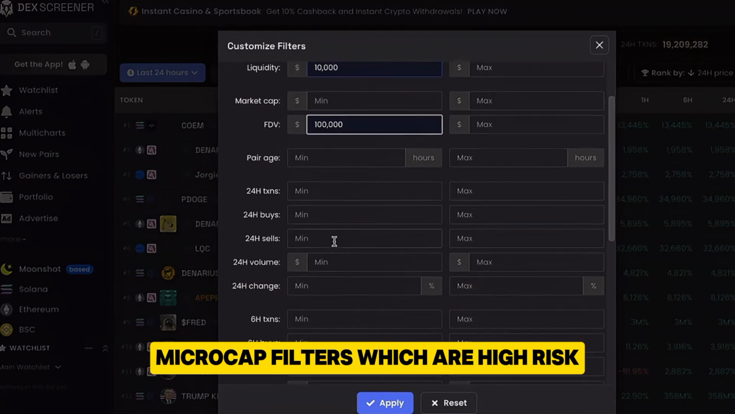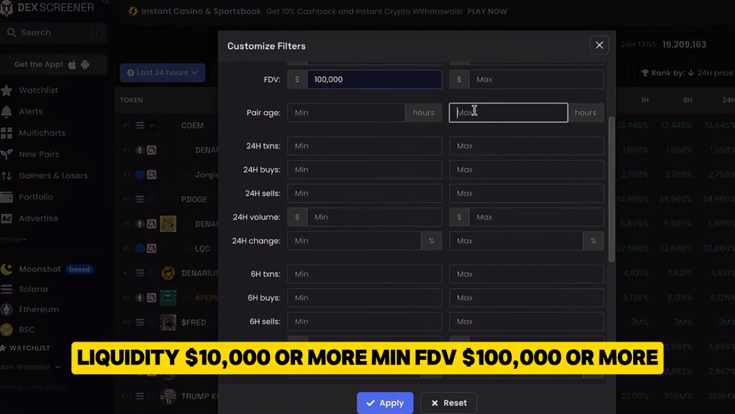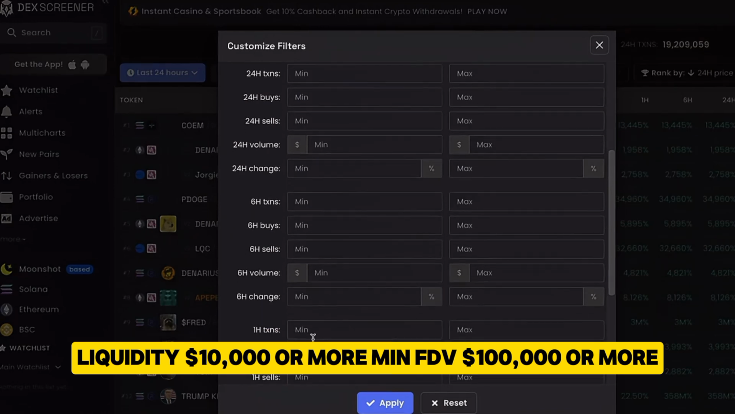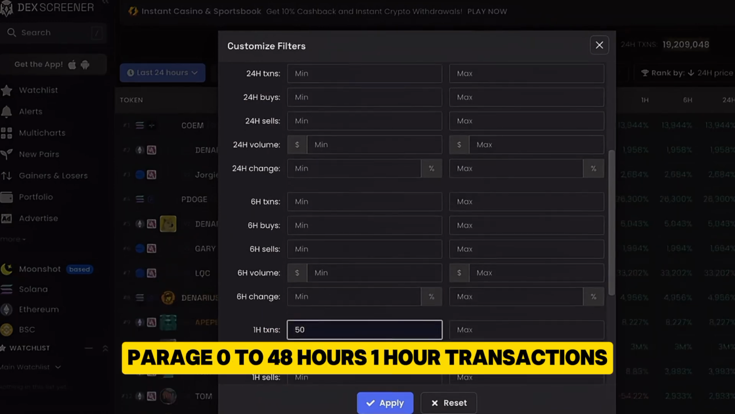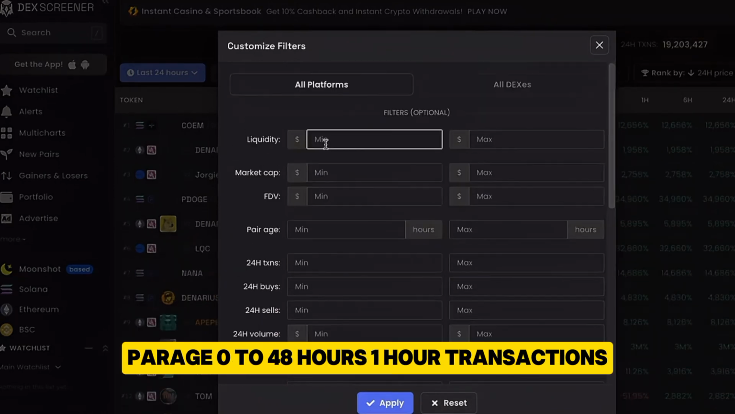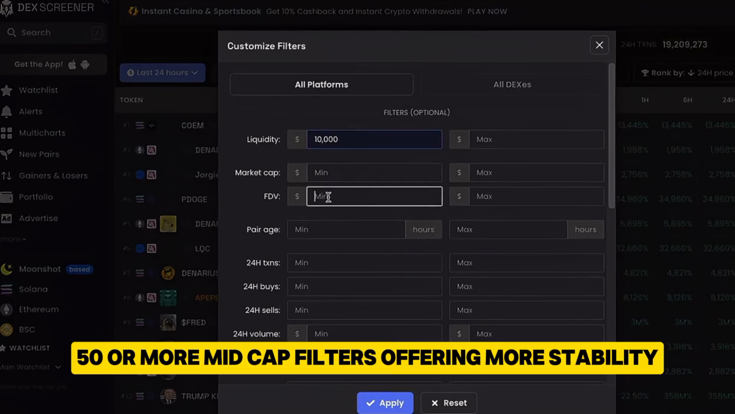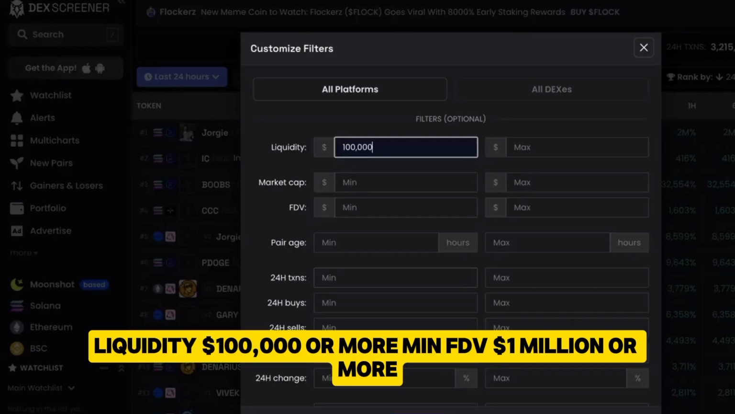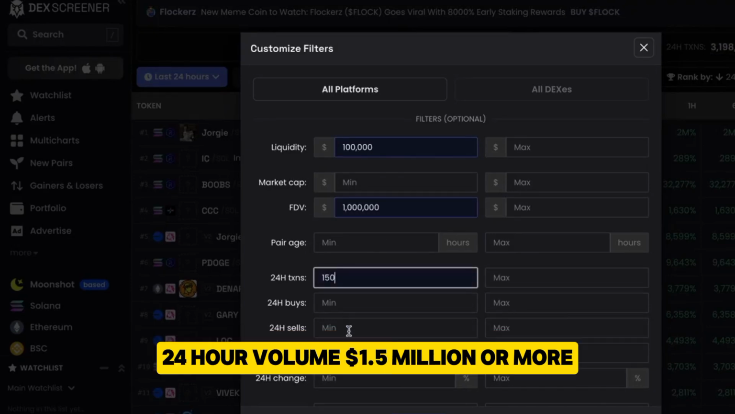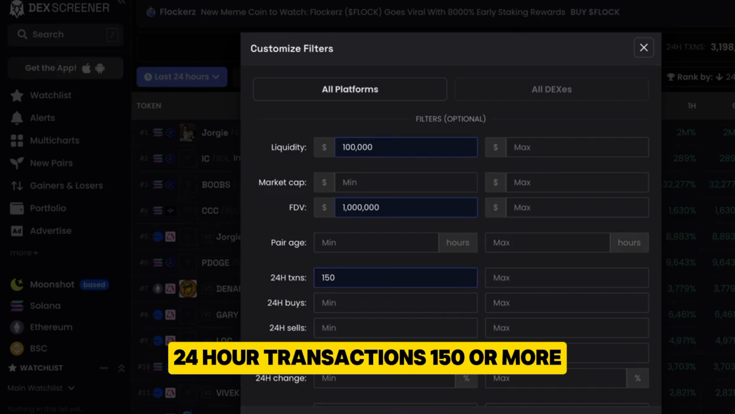Microcap filters, which are high-risk, high-reward: liquidity $10,000 or more, min FDV $100,000 or more, pair age 0 to 48 hours, 1-hour transactions 50 or more. Mid-cap filters, offering more stability but still big gains: liquidity $100,000 or more, min FDV $1 million or more, 24-hour volume $1.5 million or more, 24-hour transactions 150 or more.